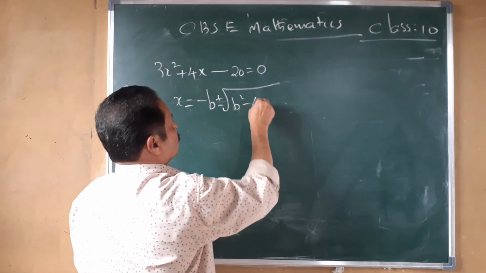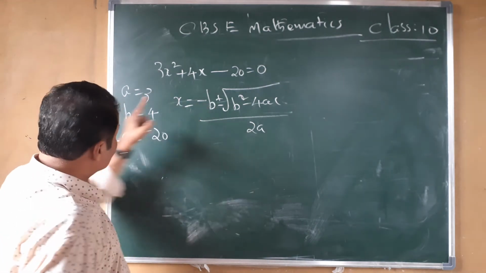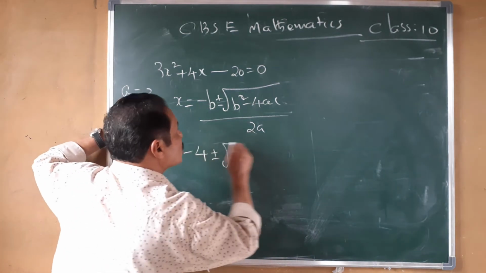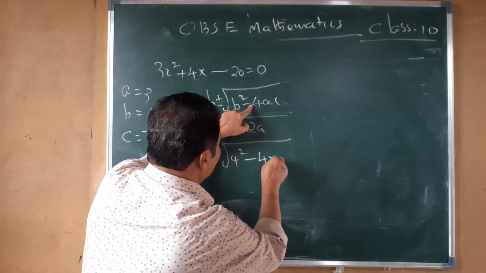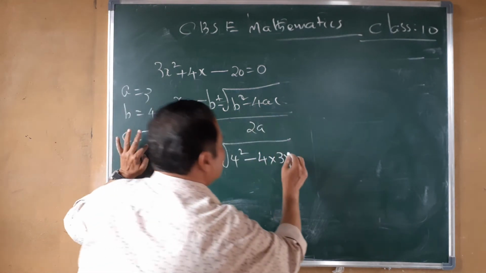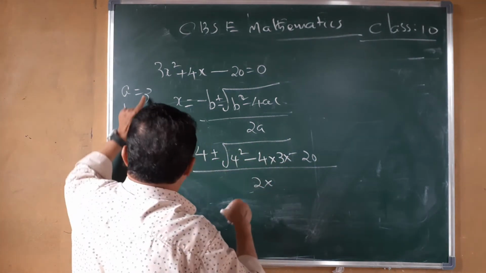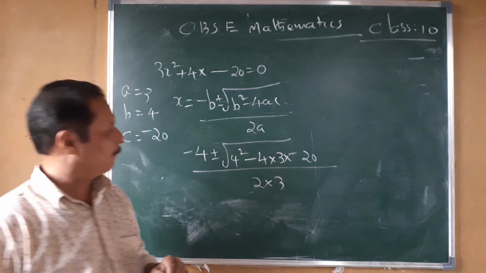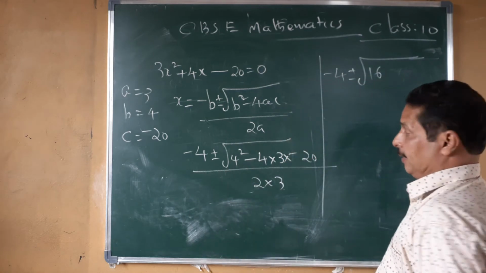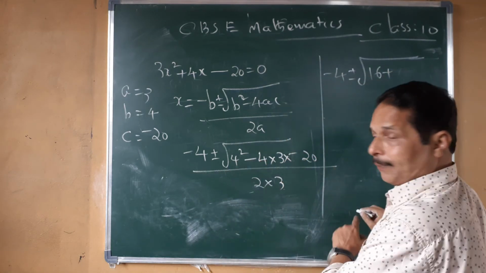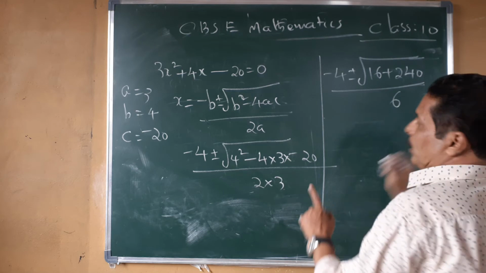And your formula, minus B plus or minus root B square minus 4AC divided by 2A. You remember that? Minus B is minus 4 plus or minus. B square is 4 square, minus 4 into A equal to 3, C equal to minus 20. Divided by 2A is 2 into 3. Minus 4 plus or minus root 4 square. Negative into negative is positive. 4 into 3 into 20. If you multiply you get 240, divided by 2 into 3 equal to 6.